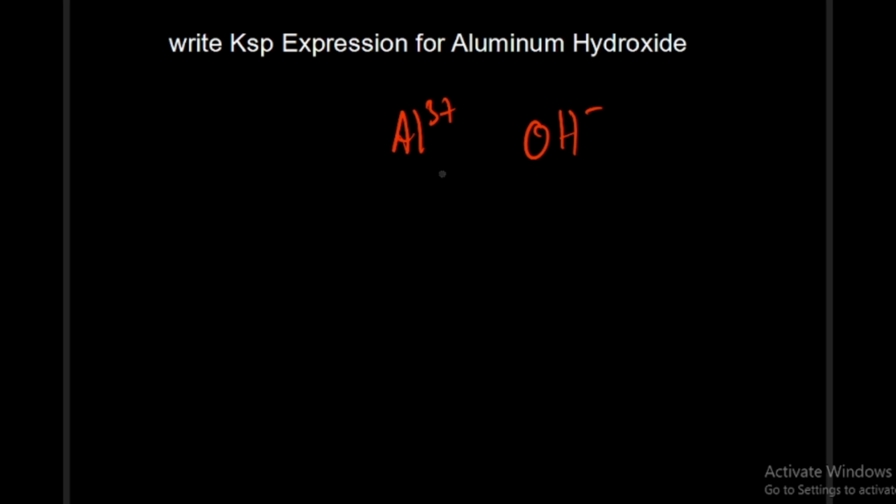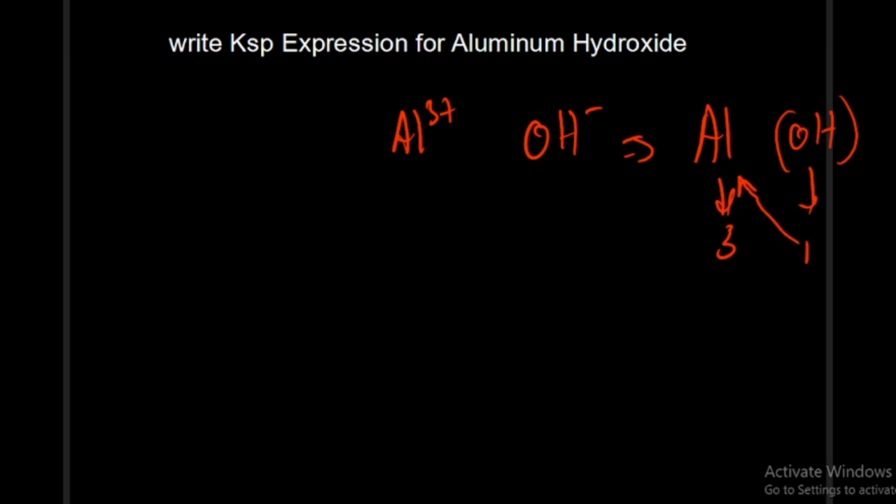So how are you going to write the chemical formula? You're going to have Al, here we have 3, then we have OH, which will be in brackets, they have one ion, so which is going to be 1. So this will move here, this will move here. So here it's now going to be Al with 1, then OH with 3. Remember, it is a solid.